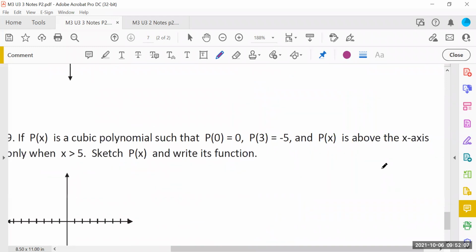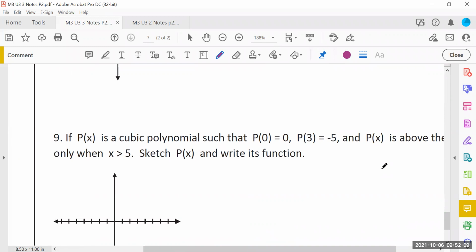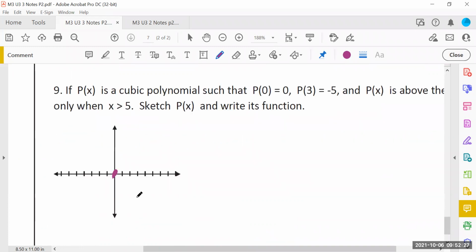Number 9, I am going to show you real quick. Number 9, P of 0 equals 0. Okay, that's 0, 0. P of 3 equals -5. That's not even on one of the axes. That's just the point 3, -5. 3, -5 is right here.